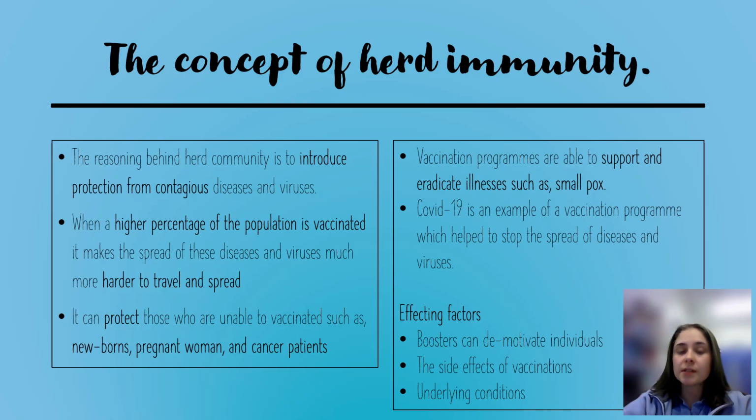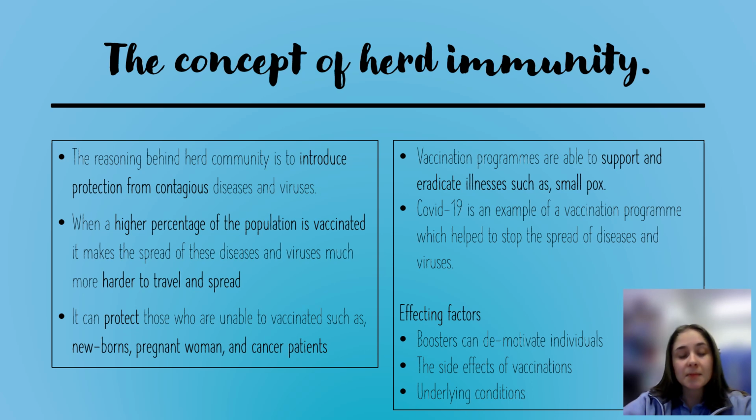So now moving on to the concept of herd immunity. The reason why herd immunity is so important is that it's a way to introduce protection from contagious diseases and viruses. When herd immunity is achieved, it protects non-vaccinated and vulnerable individuals such as newborns, pregnant women, and cancer patients. This can reduce the chance of diseases and viruses spreading. For herd immunity to be effective, 70 to 90% of the population does need to be immune.